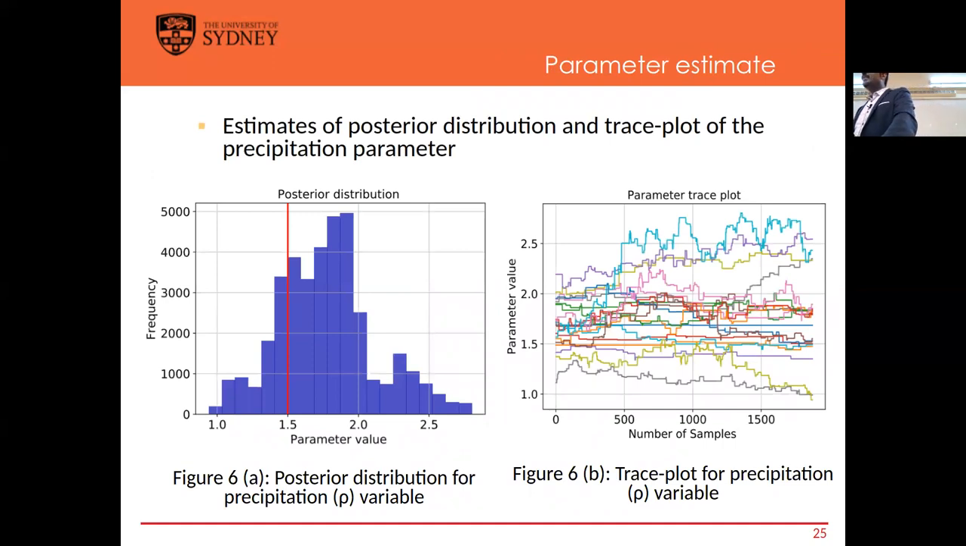And this is an example of one of the parameters. I believe it is the precipitation parameter. And this shows all the 10 chains, how they were traversing in the different cores. And this is basically the estimated posterior distribution. And the true value was 1.5. And we can see that it's a bit multimodal, but one of the modes is around 1.5.